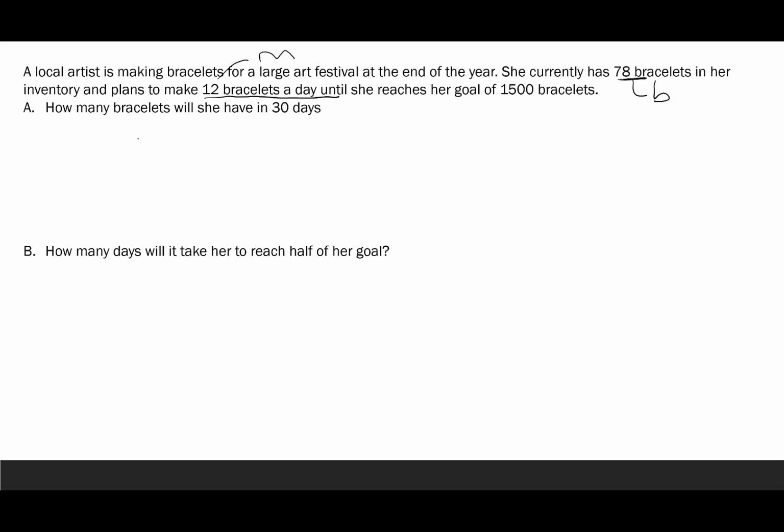So if we want to write it as y equals 12x plus 78, we can figure out how many bracelets she'll have in 30 days by plugging in 30 for x. So we have y equals 12 times 30 plus 78. This says in 30 days she'll be up to 438 bracelets.